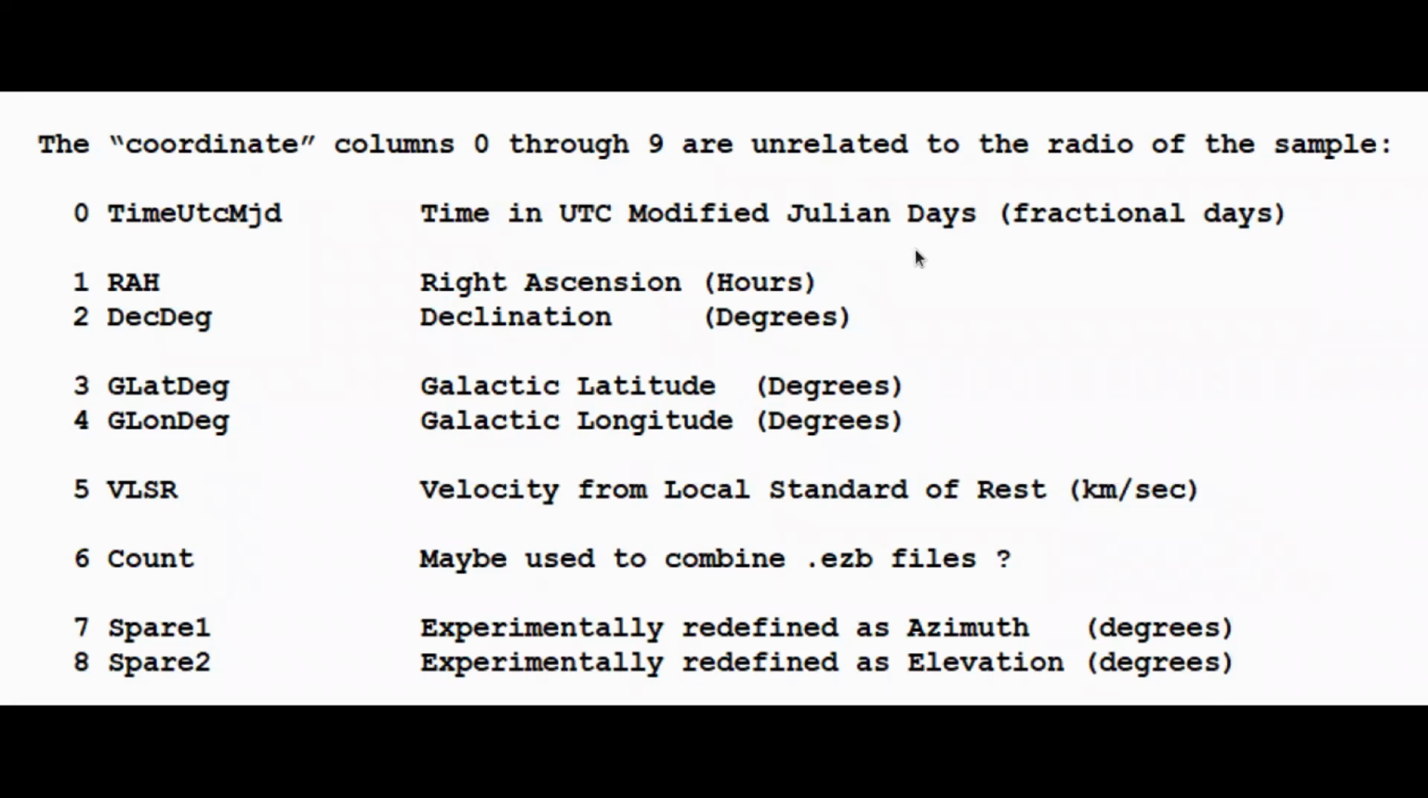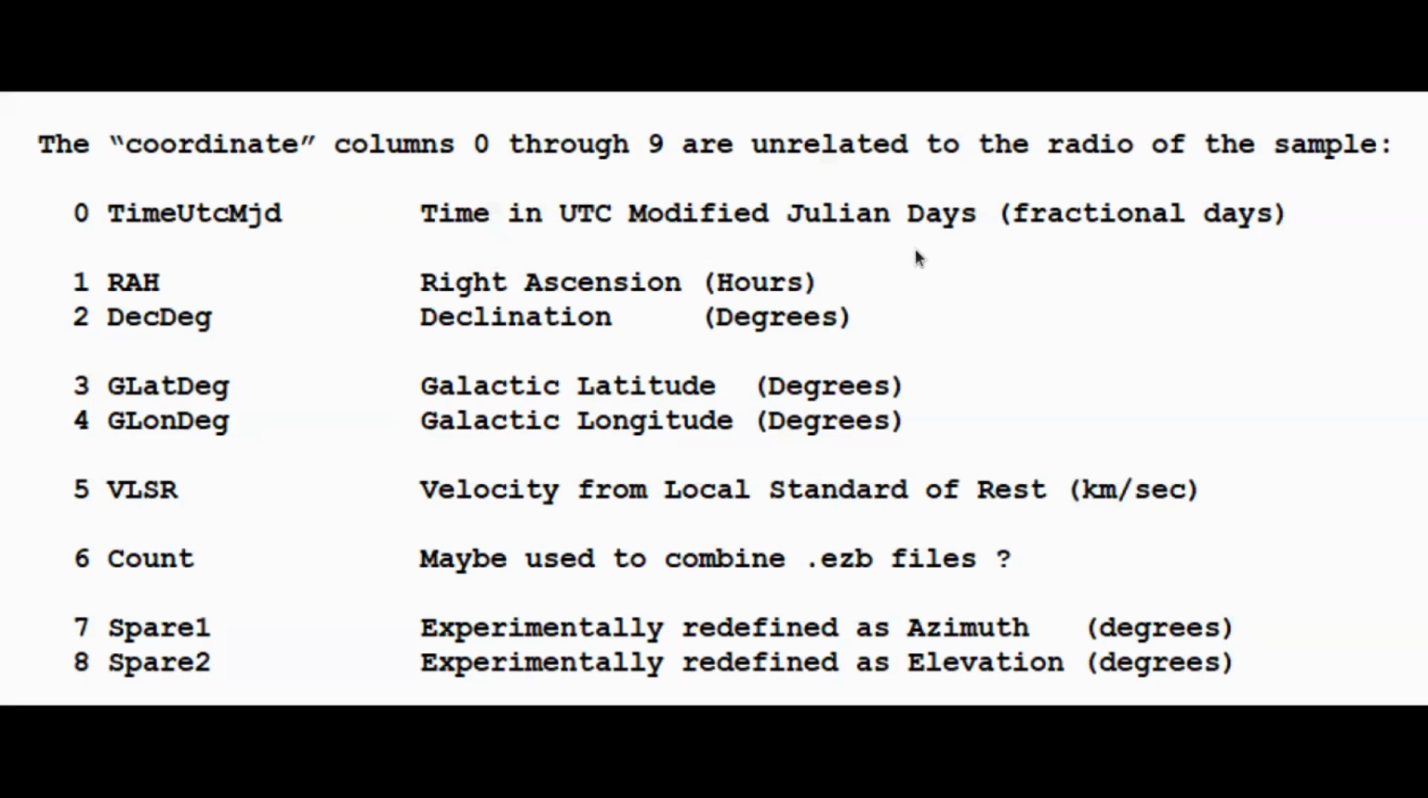It's not numbers since 4000 BC, which is what a Julian date is measured after. So modified Julian day is a smaller number and takes up less space on a hard disk. And it's a fractional day. You might have 0.5 for halfway through that day. You might have 0.25, whatever it is, a fractional day, a number, period, and some fraction.